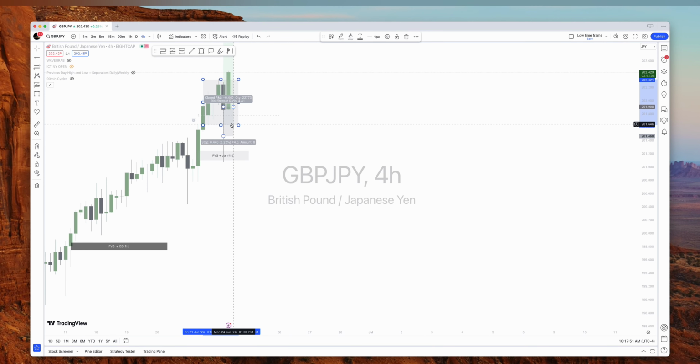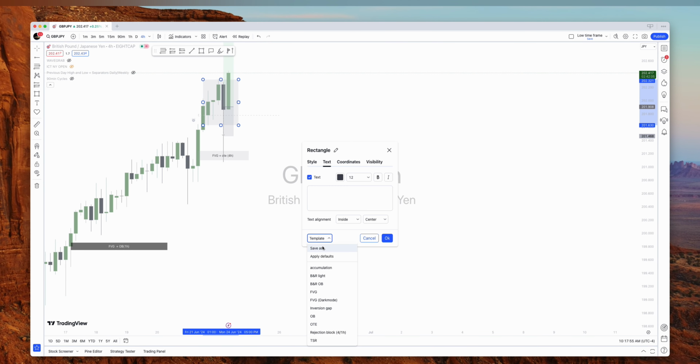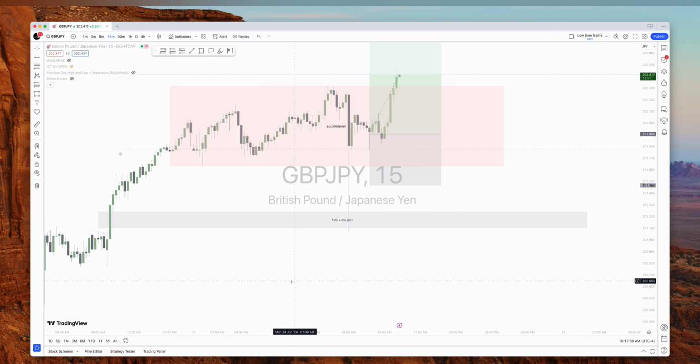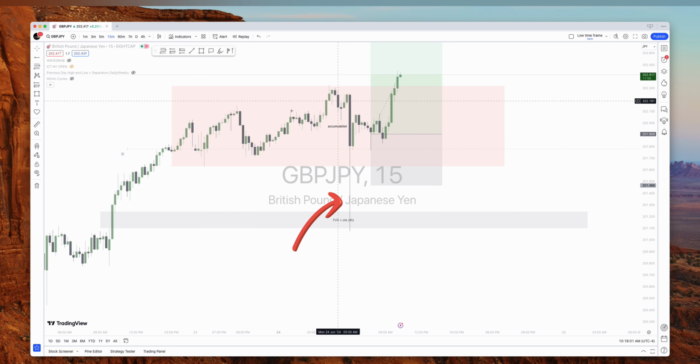And this is the perfect AMD setup. You can see the accumulation range right there, followed by the manipulation range with that huge wick, which shows that it's a manipulation. I'm just going to annotate the accumulation range right here.